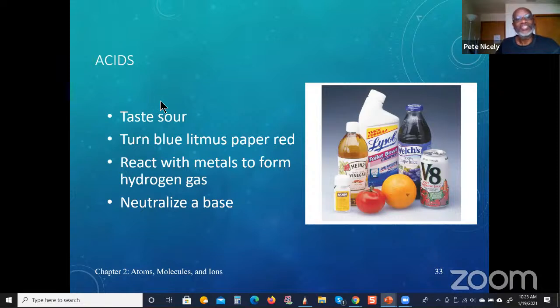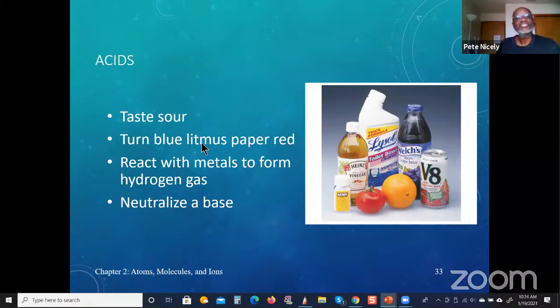In fact, we actually consume acids in various fruits and other substances, such as aspirin, which is a form of acid. Vinegar is also an aqueous solution of an acid. And citrus fruits, such as oranges, lemons, and so on, contain acid. So these are all substances which contain acid, which has a sharp sour taste associated with them.